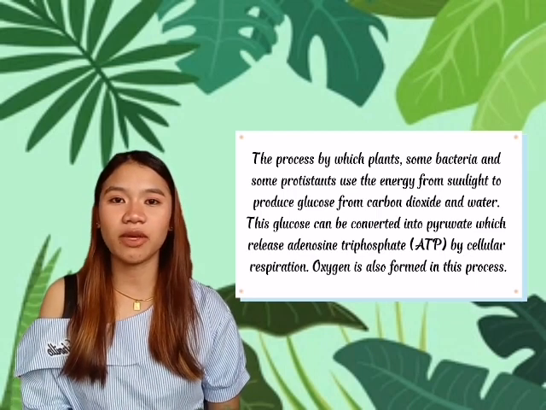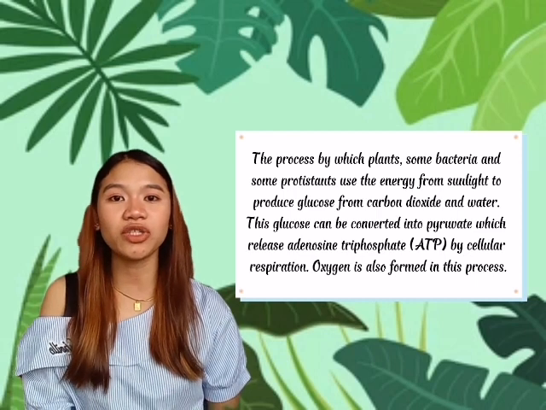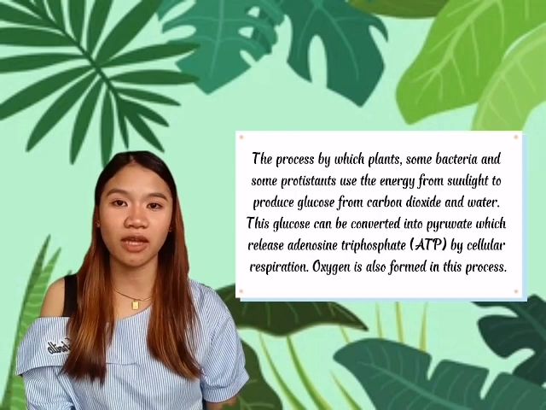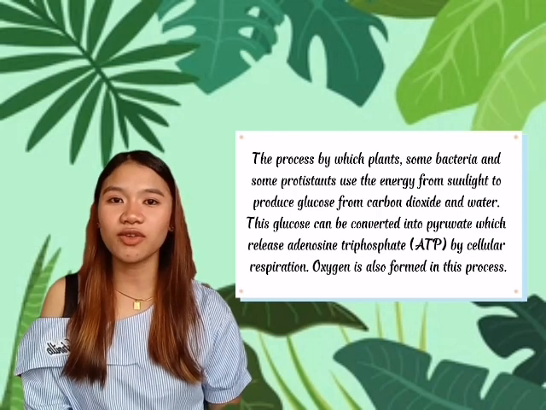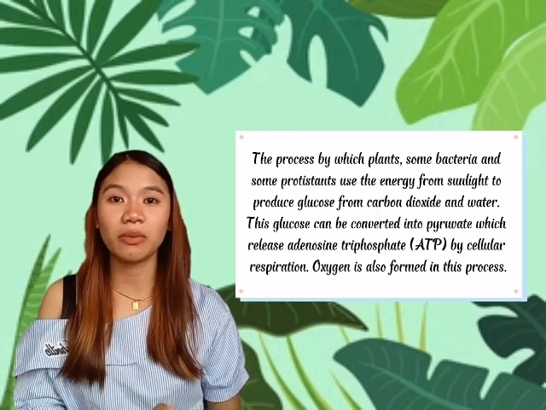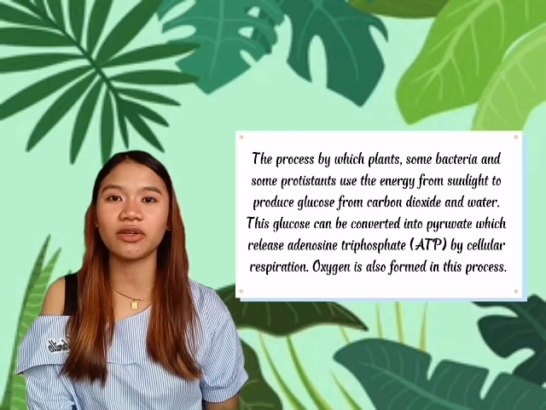This glucose can be converted into pyruvate, which releases adenosine triphosphate, or ATP, by cellular respiration. Oxygen is also formed in this process. Photosynthesis creates a simple sugar that the plant uses as a fuel. To fully understand what photosynthesis is, let me give you an example.